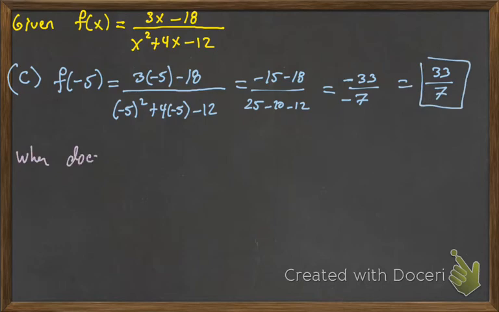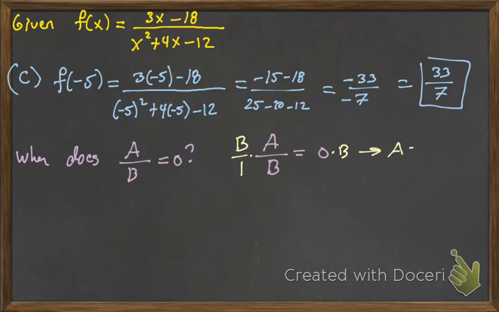Okay. Then when does a fraction a over b equal 0? Well, what we can do is take that fraction, set it equal to 0, and multiply by the common denominator, which is b. So we'll multiply both sides by b, and that says a is equal to 0.